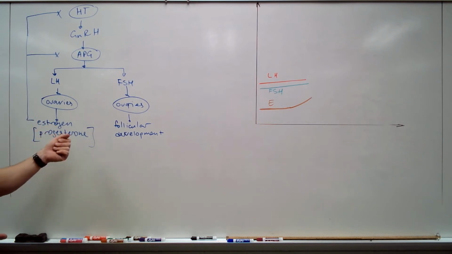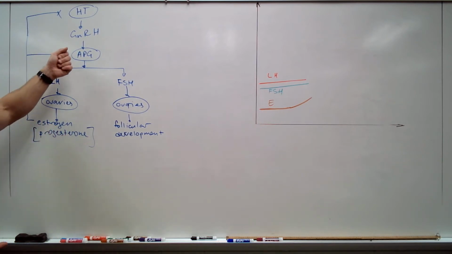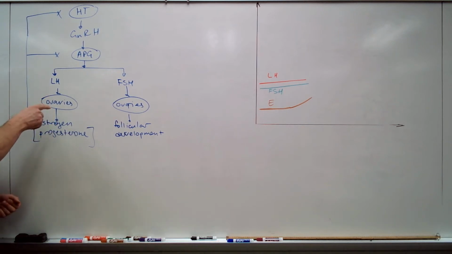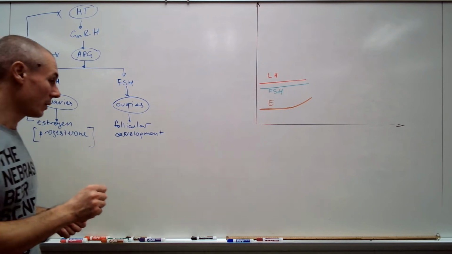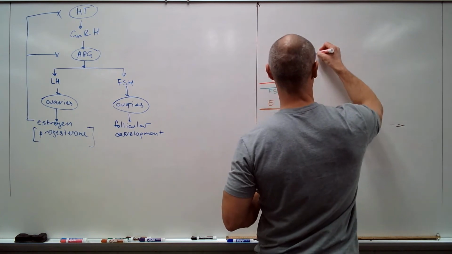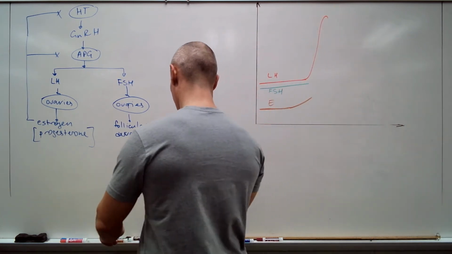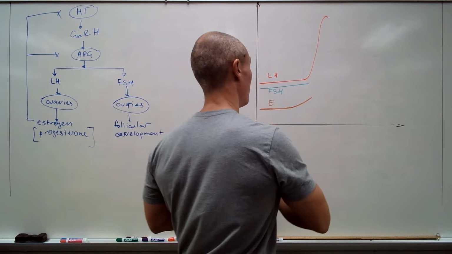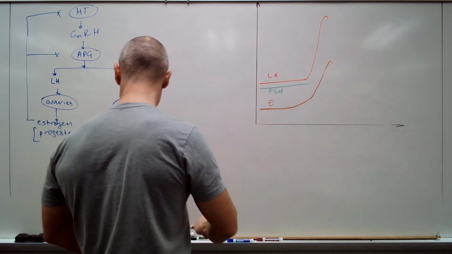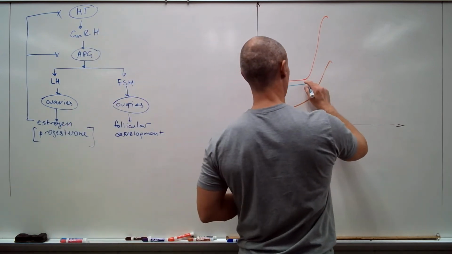So, estrogen starts to stimulate the release of luteinizing hormone. Luteinizing hormone stimulates the release of estrogen, which increases the amount of luteinizing hormone in response. Are you following me? For a short period of time. And that short period of time results in the spike of luteinizing hormone and the spike of estrogen. If you're curious about follicle stimulating, it also goes up.